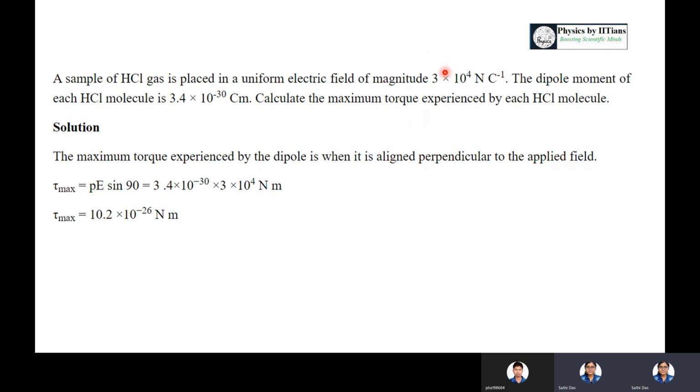So the magnitude of this electric field is 3 into 10 to the power 4 Newton per coulomb. The maximum torque on the dipole occurs when it is aligned perpendicular to the applied field, because tau equals P E sine 90 degrees, or P E sine theta. Whenever theta is 90 degrees, it is P into E. So tau maximum is 10.2 into 10 to the power minus 26 Newton meter.